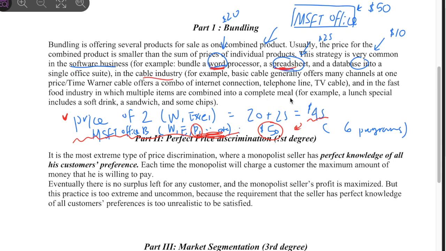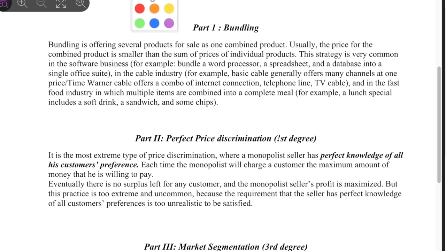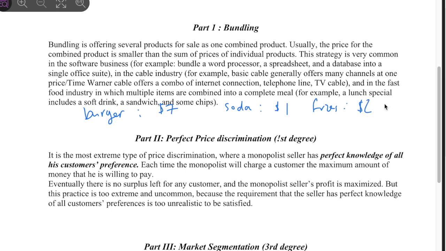And in a complete meal, if we order, I like the quarter pounder, a quarter pounder sandwich will cost us about $6. Let's say the burger costs $7, the soda costs another $1, and the fries cost about $2. So if we purchase them individually, but as a meal, we have to pay $10.